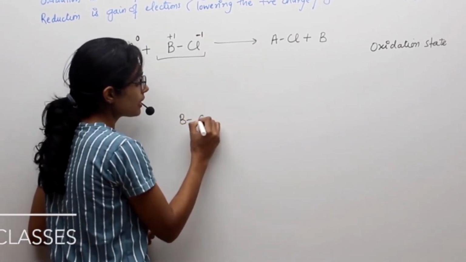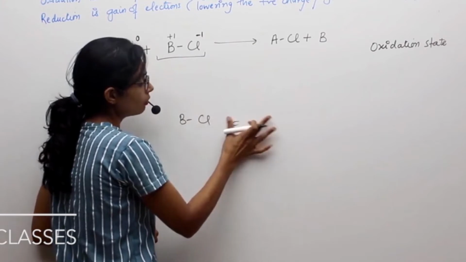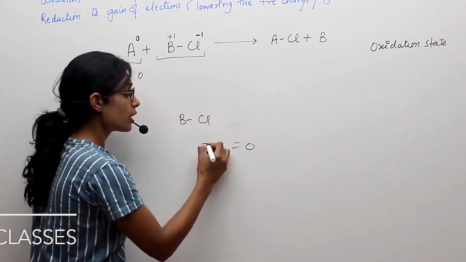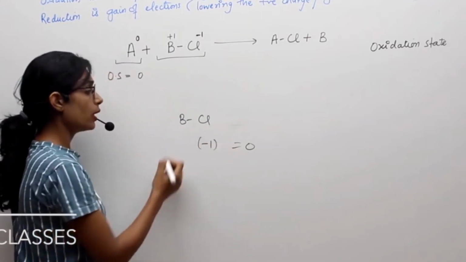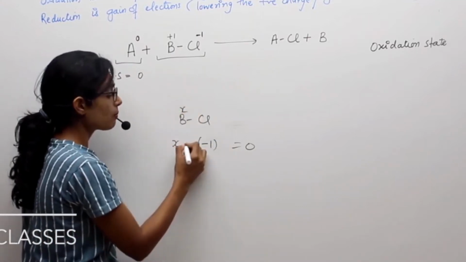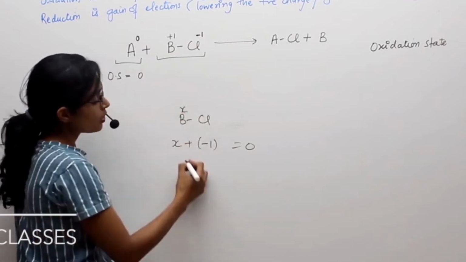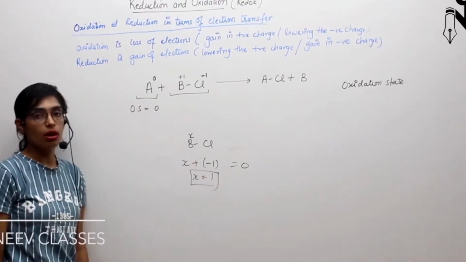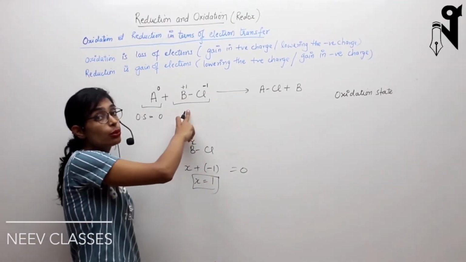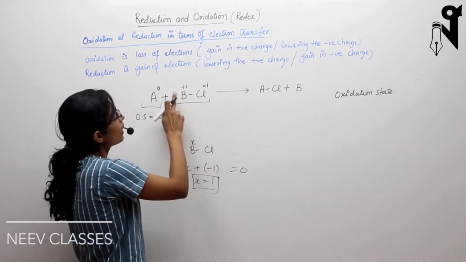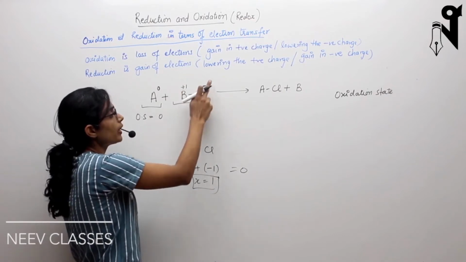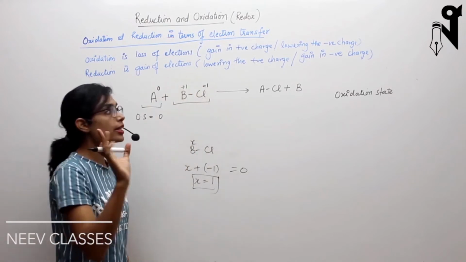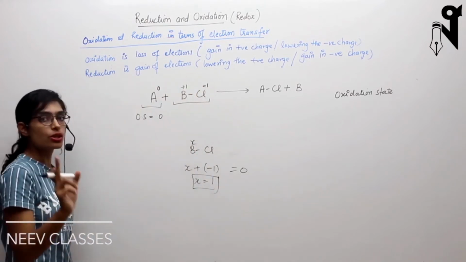So if you don't know for BCl, the overall charge on BCl is 0. Chlorine's valency or oxidation state you already know, so you will write -1. For B you consider x, so x plus -1 should be equal to 0. So your x will have 1 as the oxidation state or valency. So that's how you identify if you don't know. Correct? So now B has +1 oxidation state, Cl has -1 oxidation state, and A has 0 oxidation state.